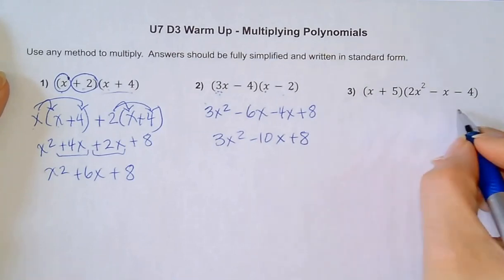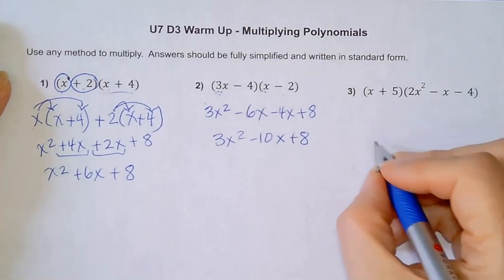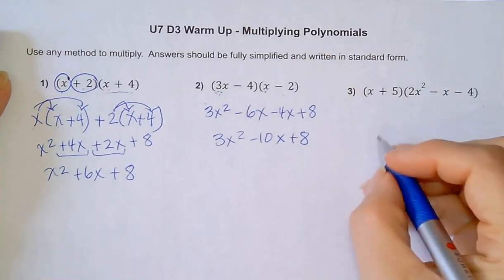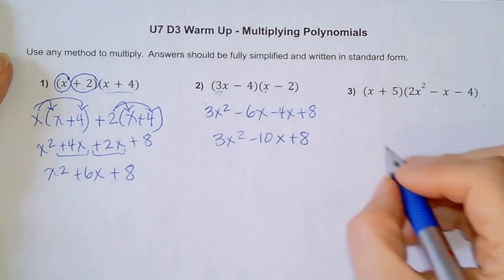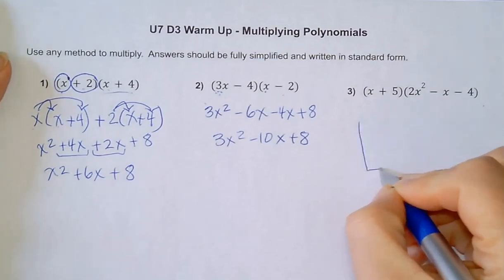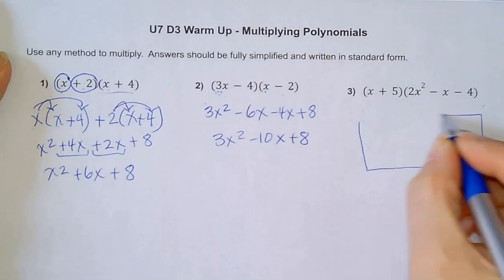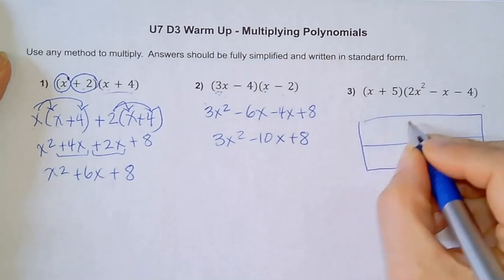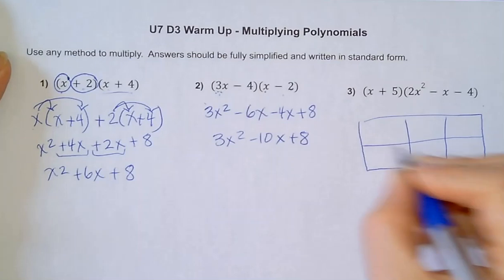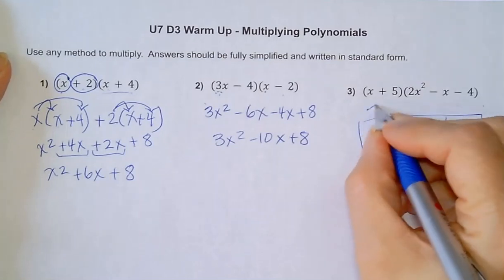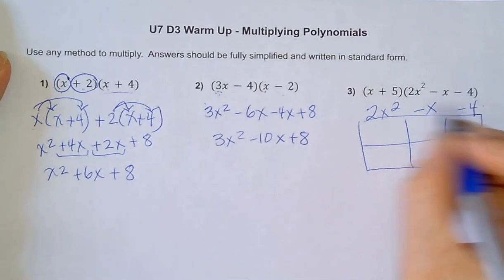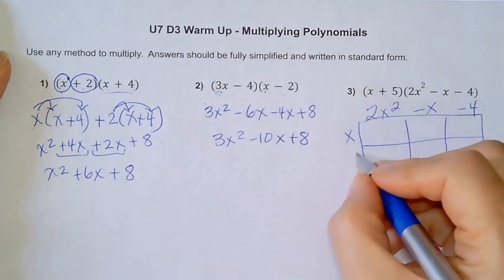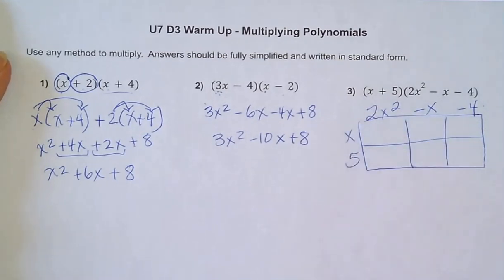Okay, this problem I'm going to set up with a box because I've got a trinomial. So I could do this one using distribution or using a box. I cannot use FOIL. So here's my box. And I'm going to put my trinomial up top just because that's how I set up my box. 2x squared minus x minus 4. My binomial is going to be coming down the side, x plus 5.